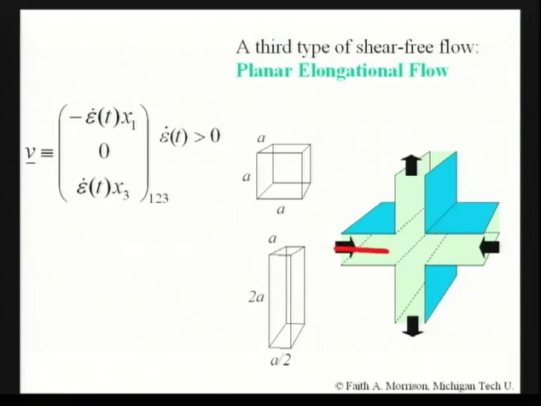So you impinge 2 streams, one against the other, and then they come out like this. In this case, if you impose a biaxial extension in one direction, all of the volume change occurs in one of the 2 remaining directions, and the 3rd direction remains neutral.